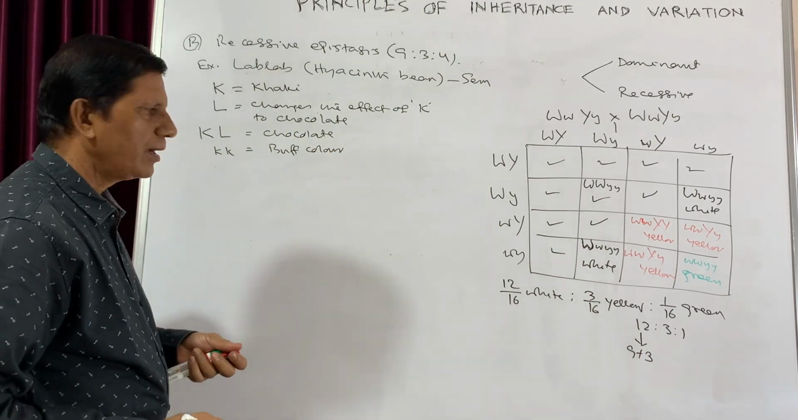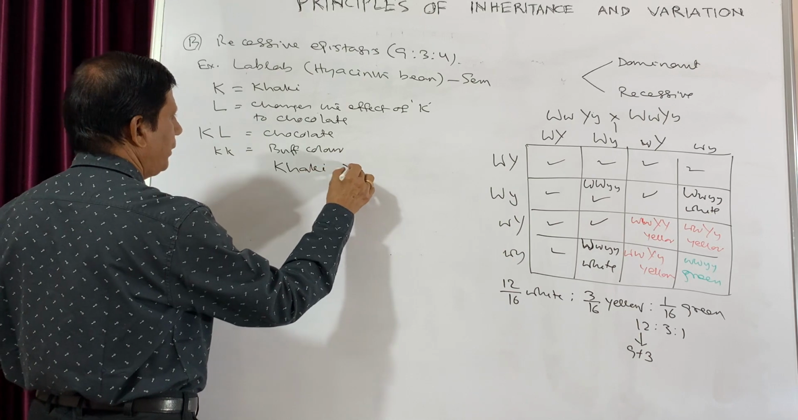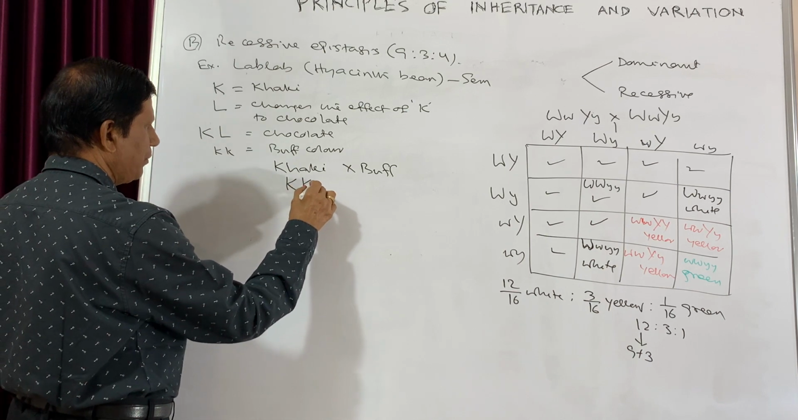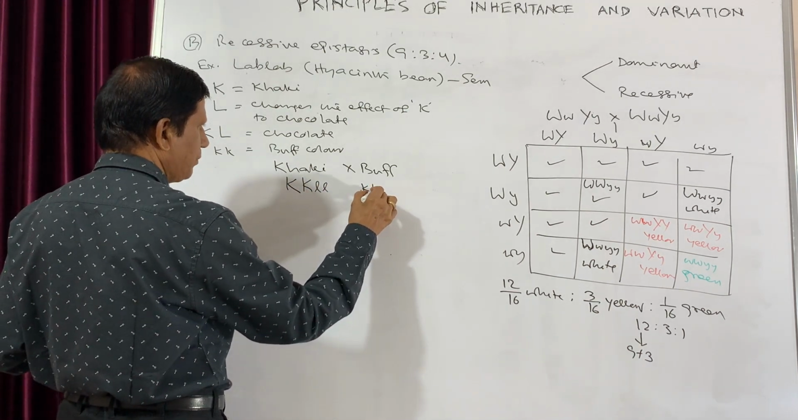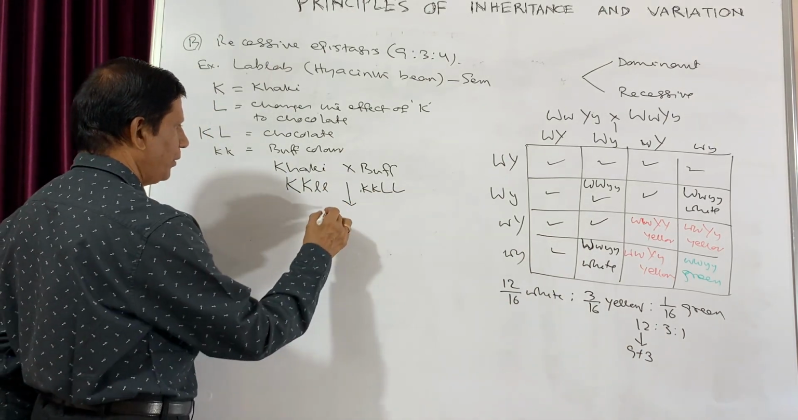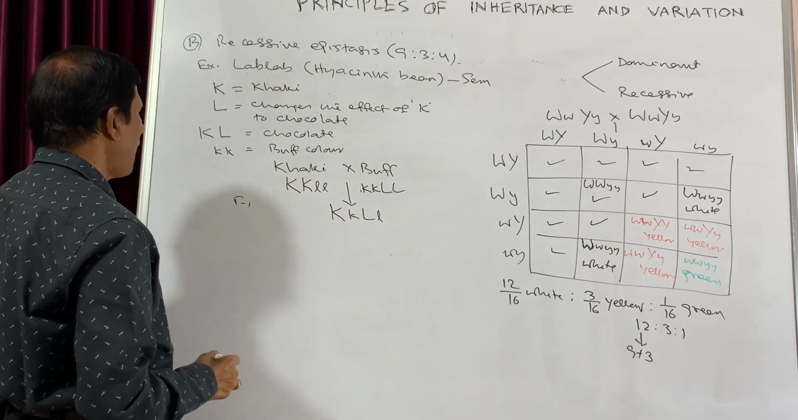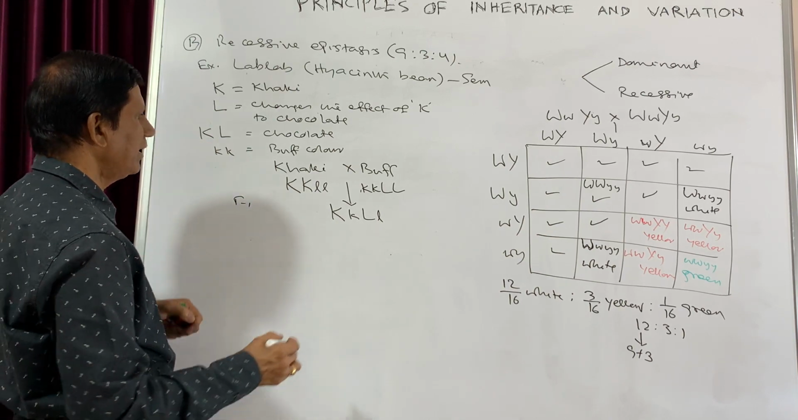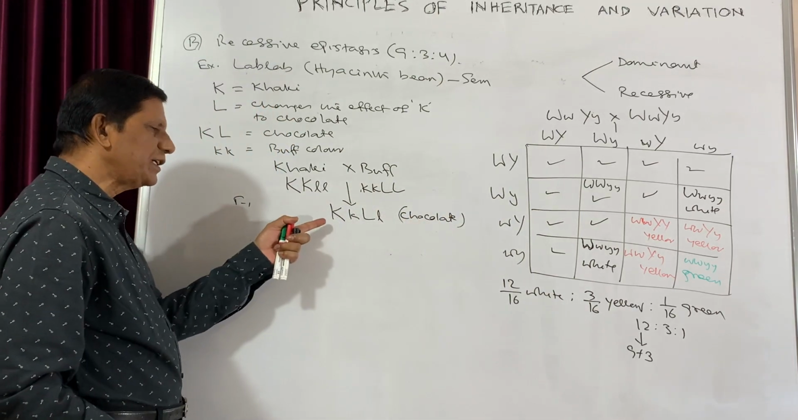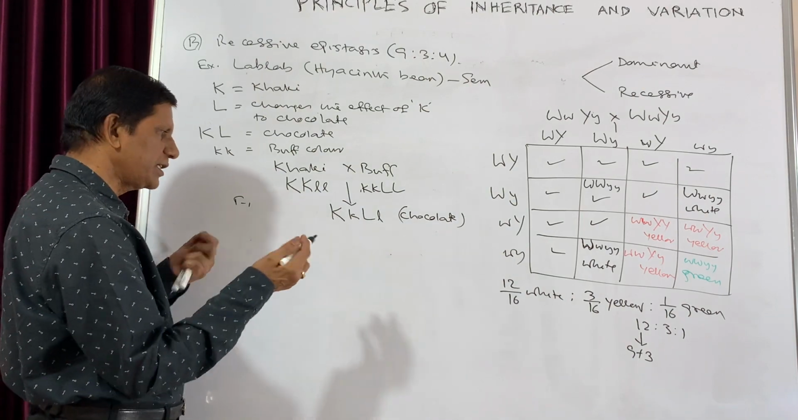Buff color. Now, if a cross is made between khaki with a buff color, this will be capital K, small l, and this will be small k, capital L. That means the F1 hybrid will be capital K, small k, capital L, small l. This is the F1 hybrid. And when K and L are both there, this will be chocolate color. Now, if this F1 hybrid is intercrossed, in the F2 generation we will get 16 plants.